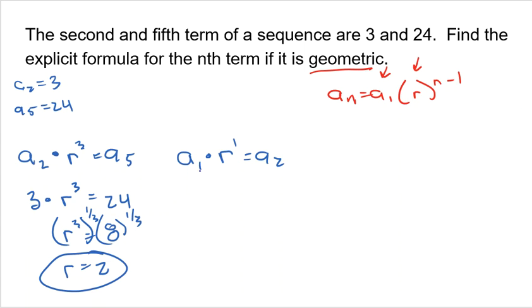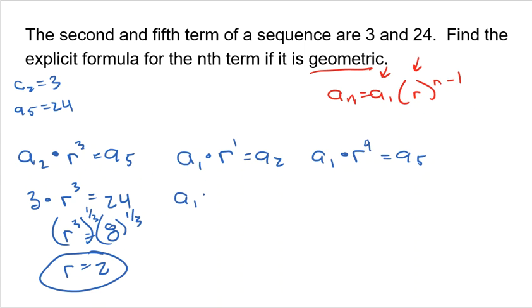Again, if I have the first term and multiply it by the ratio, I will get to the second term. Or, again, you could use the other one as well. The first term times r to the fourth would get me to the fifth term. Again, multiplying: the first term times r, times r, times r, times r gives me the fifth term. So I could use either one of these.